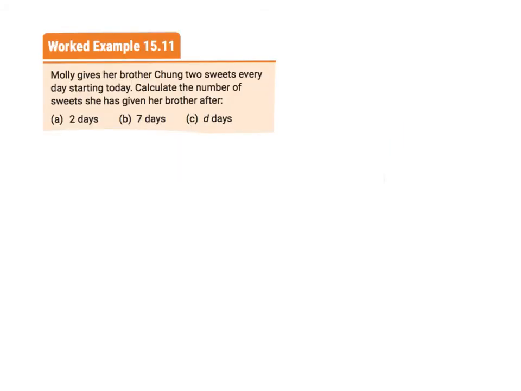Okay, so let's have a look at this example. Molly gives her brother Chung 2 sweets every day starting today. Calculate the number of sweets she has given her brother after 2 days, after 7 days, and after D days. So the last one there, we don't know what that is. Okay, so she gives her brother 2 sweets every day starting today. So in 2 days' time, she will have 2 sweets for each day multiplied by 2 days. She'll have given her brother 4 sweets.